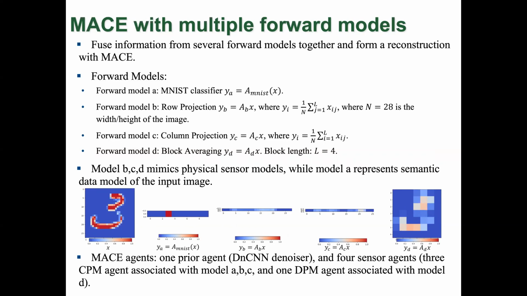We will now use the MACE framework to fuse these heterogeneous pieces of information together and form a single reconstruction of the original image. Our MACE framework consists of 5 agents. We have one prior agent, which is a DnCNN denoiser. For the 4 forward models we have 4 associated sensor agents. For the MNIST classifier, we use its deep proximal map as the sensor agent. And for the remaining 3 models, we use their conventional proximal maps. Since these models are all quite simple, their conventional proximal maps can be mathematically computed.